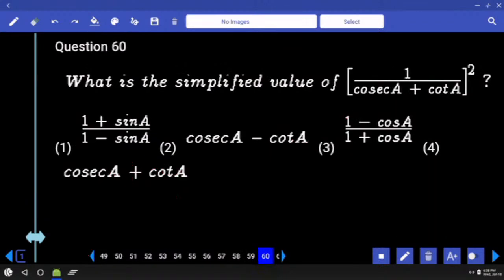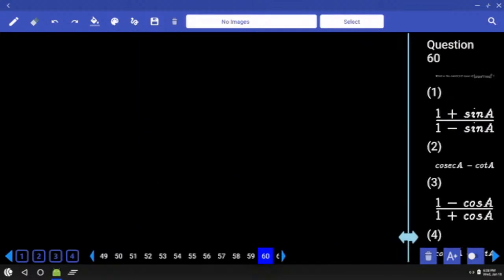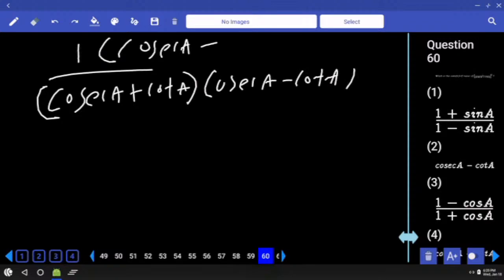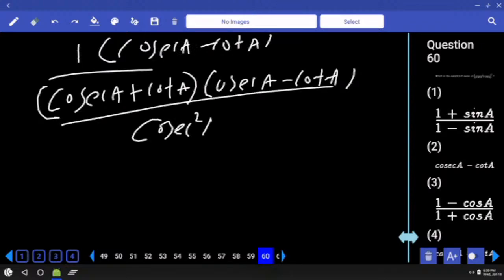Next question. 60 trigonometry question, simple. You can do this question multiple number of ways. But I will say don't go for options and all here and angle substitution. First 1 by cosecant A plus cot A undi. If I rationalize this, how much I get? Cosecant A minus cot A. Yes or no? పైన ఏమొస్తుంది? cosecant A minus cot A. Now this is cosecant square A minus cot square A, which is equals to what?